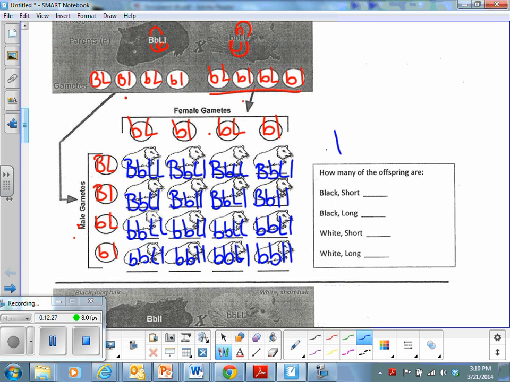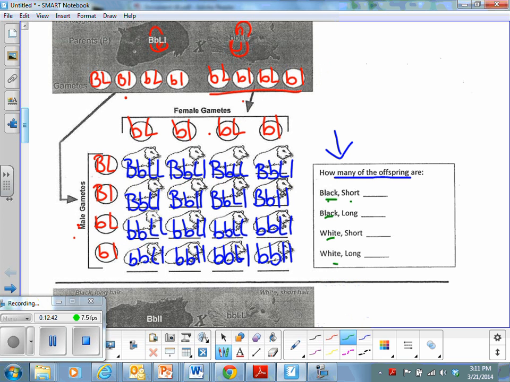Now we have to figure out how many of each of the offspring there are. Remember, we don't have to figure out genotypes anymore. Thank goodness on that one. We just have to figure out, what are these called? Phenotypes. Very good.